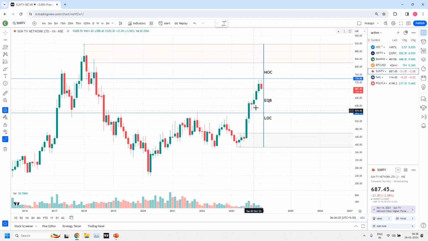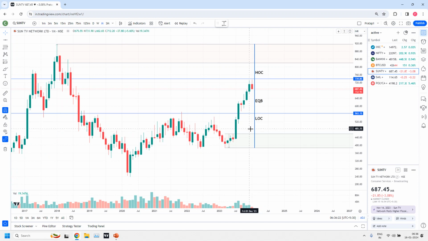At present, the monthly trend is an uptrend. How can we say the monthly trend is an uptrend? Already we have a drop, base, drop, and this is violated. That way we can say the trend has changed to sideways.